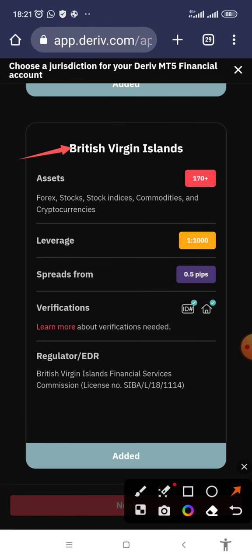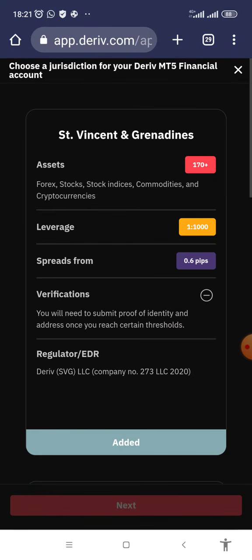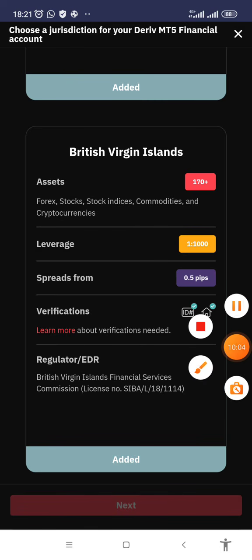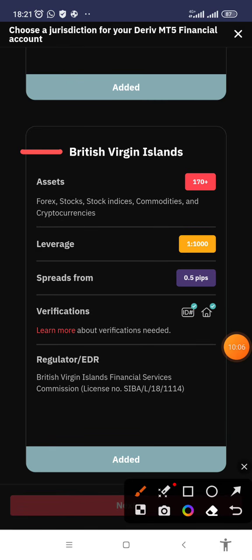The first one, you saw it. You saw the first location, which is in St. Vincent and Grenadines. The second account location will be the British Virgin Islands. So I could have an account that is located here, which is the first one. You could have an account that is located in the second one.